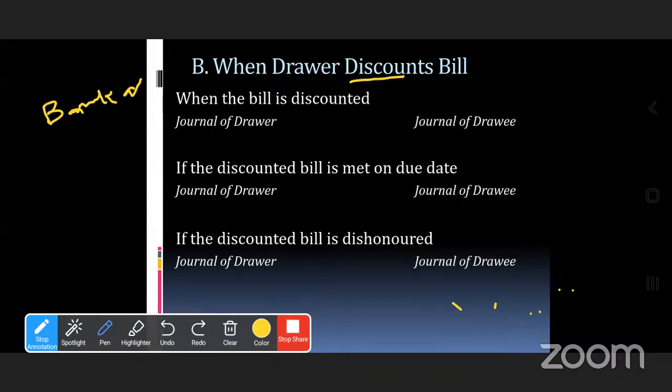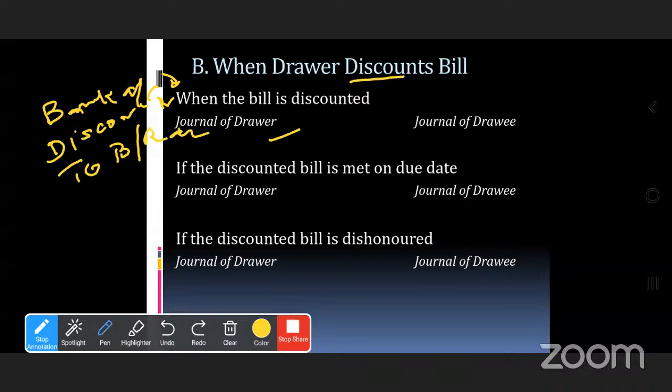Bank account debtor, discount account debtor to bills receivable account. Okay, for this, it is in the books of the drawer. Bank account debtor, discount account debtor to bills receivable account. So we will be giving a narration that is, bill is discounted, being the bill discounted.